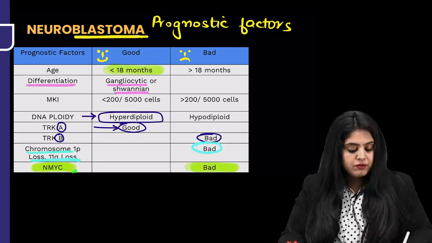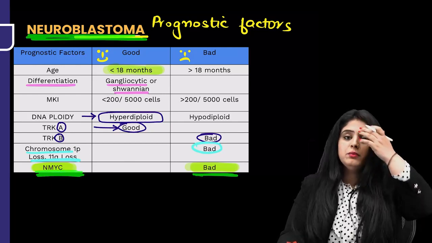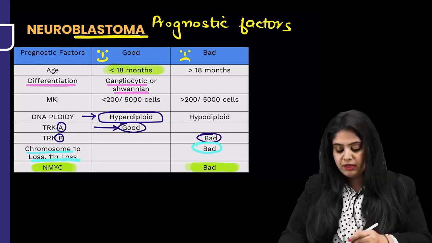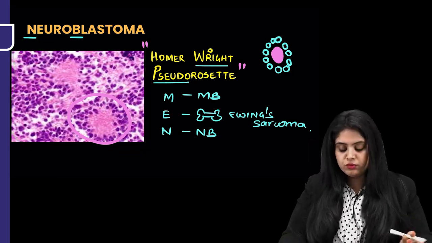The only thing that you have to know is N-myc. N-myc is bad. N-myc is something that you see in neuroblastoma and it is considered bad. This was all about neuroblastoma. Just remember that you're going to see an adrenal gland tumor with this kind of Homer Wright pseudorosettes.